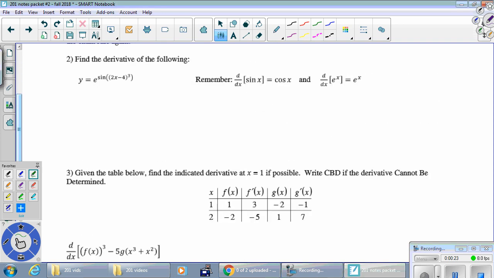Let's take a look at number 2. It says find the derivative of e to the sine of (2x minus 4) to the third. Okay, quite complicated. Let's start by writing our y prime equals. So fundamentally, this is e to some stuff. And we have a rule for the derivative of e to the x. It is just e to the x. We saw it informally last class. We're still going to deal with it informally today. But if the derivative of e to the x is e to the x, then shouldn't the derivative of e to the sine of all that begin e to the sine of all that?